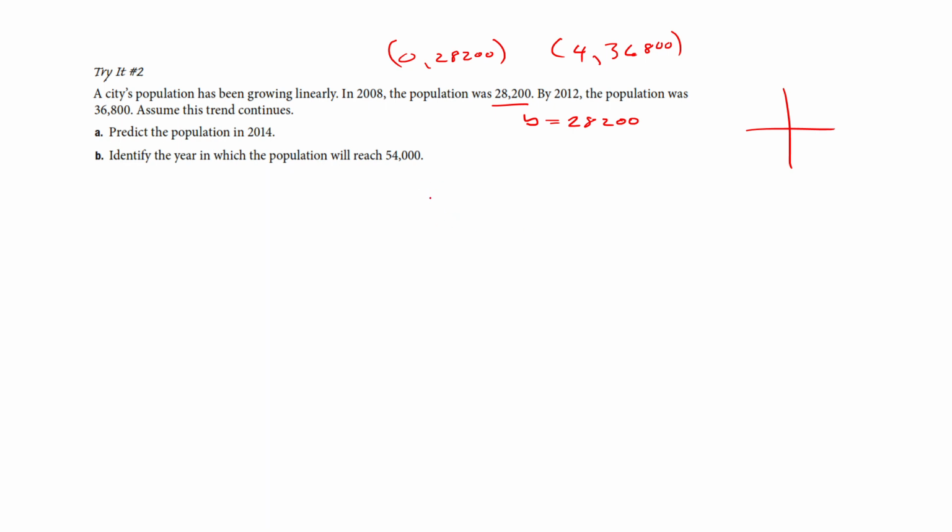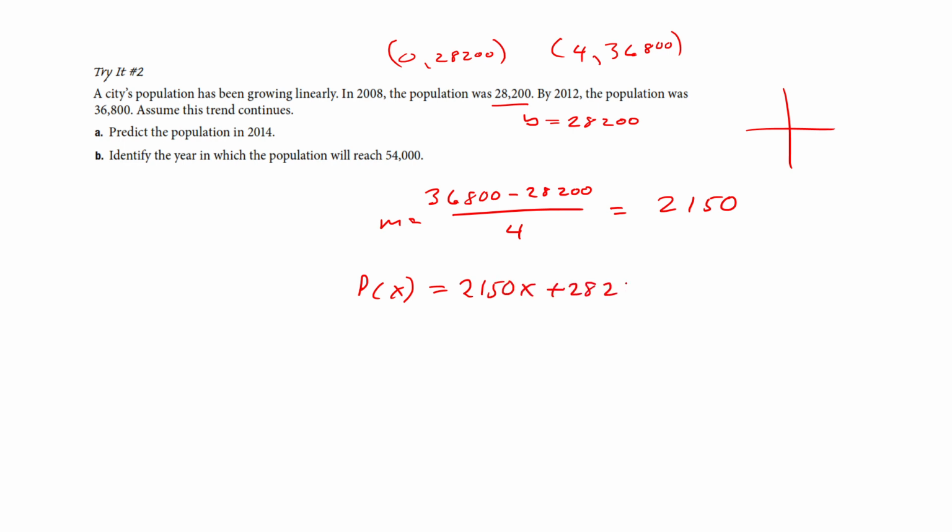Okay, now we need the slope. So we're going to do 36,800 minus 28,200, just doing the y's, just the basic slope formula. Now 4 minus 0 on the bottom is just 4. So let me crunch this on my calculator. Okay, I get a slope of 2,150. So let's build our equation. I'm going to call it population. You can just leave it as y, whatever you want to do. But this is my slope, and my initial was 28,200.